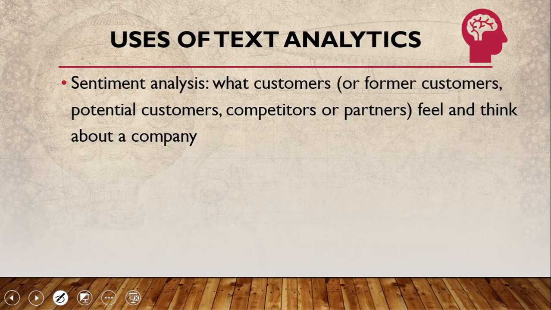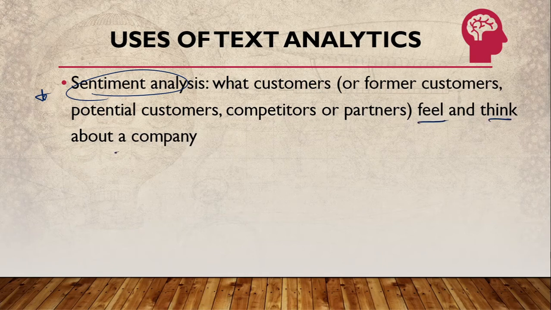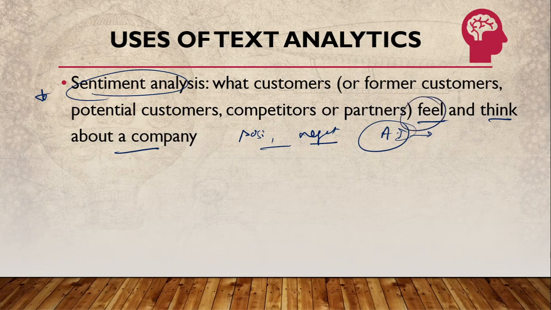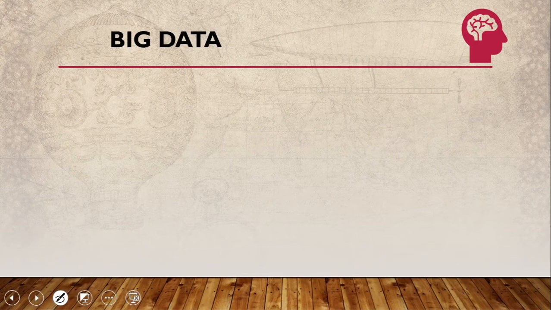Next, sometimes based on the text, the sentiment can be known. So how these customers feel and think about a company. Let's say they are giving positive feedback or negative feedback. Just by looking at the text or by running artificial intelligence on that, we can understand how the customer is feeling and thinking about a particular product or a company.